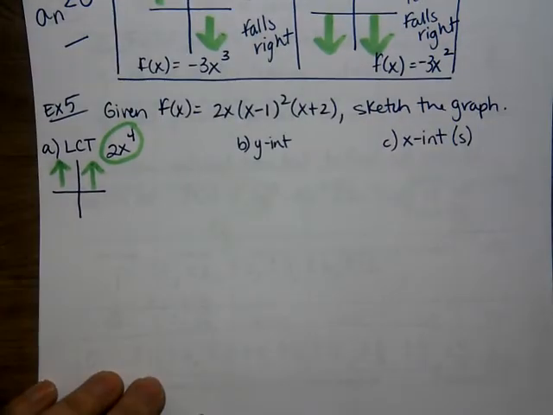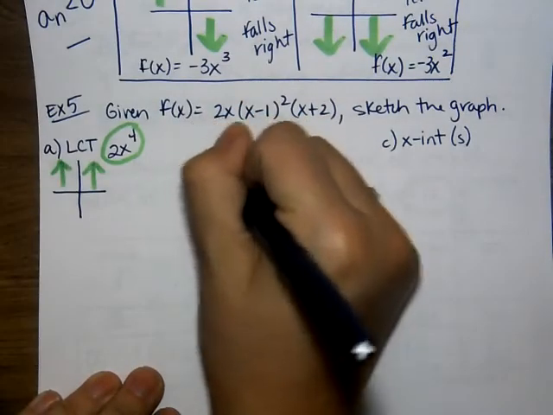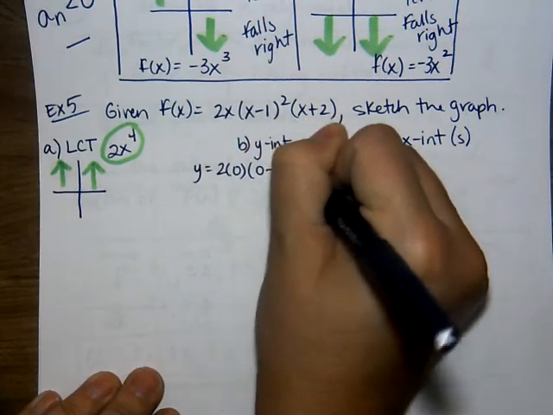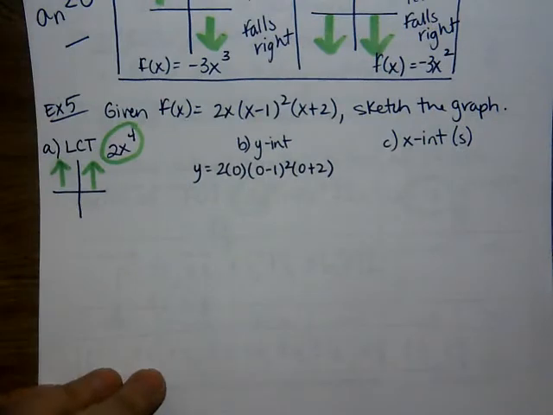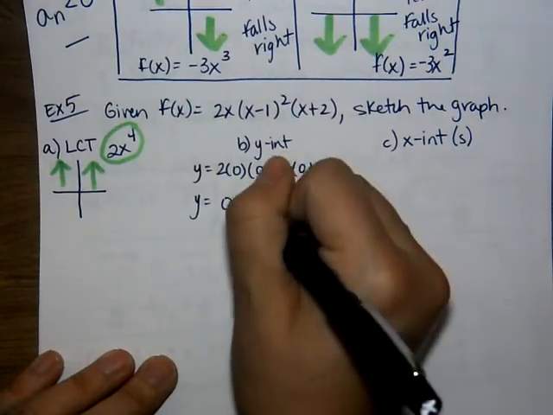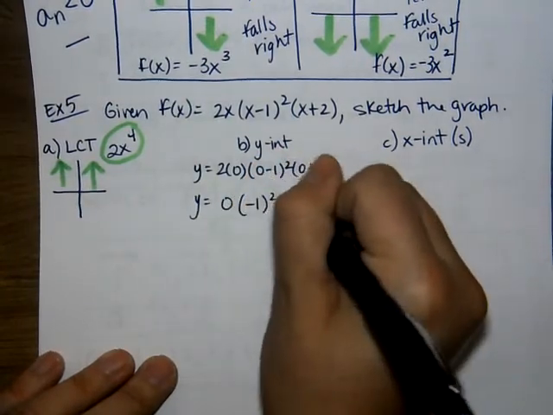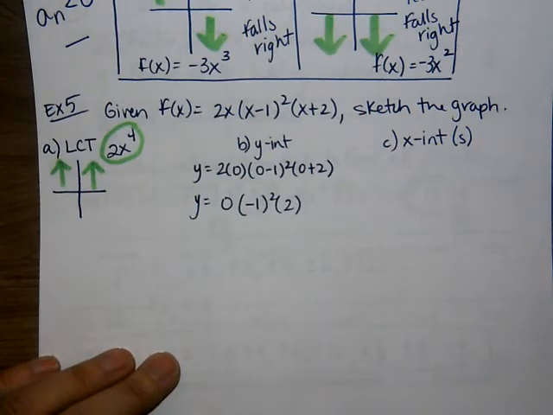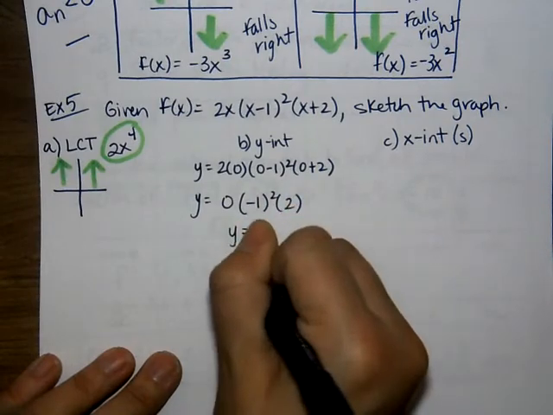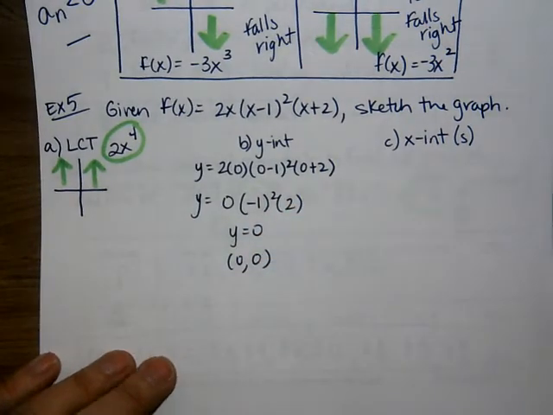So now I find the y-intercept. To find the y-intercept, I set 0 for x. So y is going to equal 2 times 0 times 0 minus 1 squared times 0 plus 2. Simplifying, I get 0 times negative 1 squared times 2. Who cares what you get, because you get 0 times something. So doesn't that just mean that my y-intercept is 0, 0?